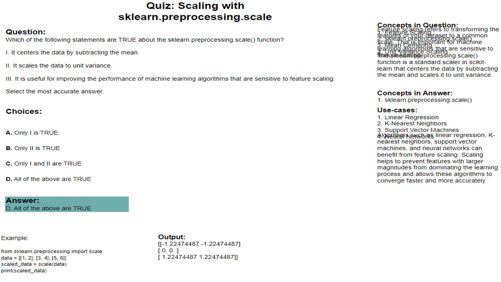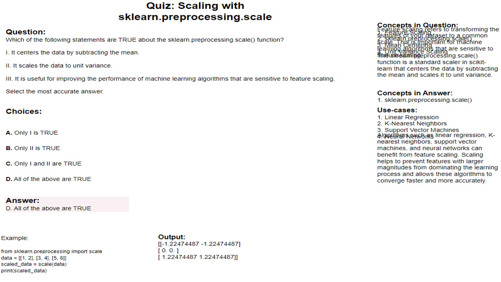D. All of the above are true. Feature scaling is a preprocessing technique used to transform features of a dataset to a common scale. This is essential for algorithms that are sensitive to the scale of features, as it prevents features with larger magnitudes from dominating the learning process. This improves the performance and convergence of the model.